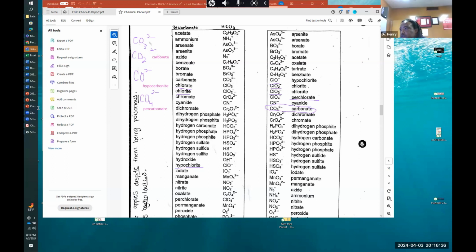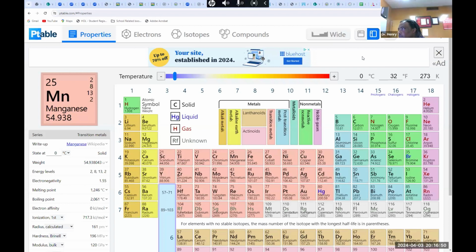Okay, so the other thing is things that are in the same group on our periodic table are going to behave similarly, right? What do I mean by that? So if I have, let's say we have group 15 and we have AsO5 3 minus.